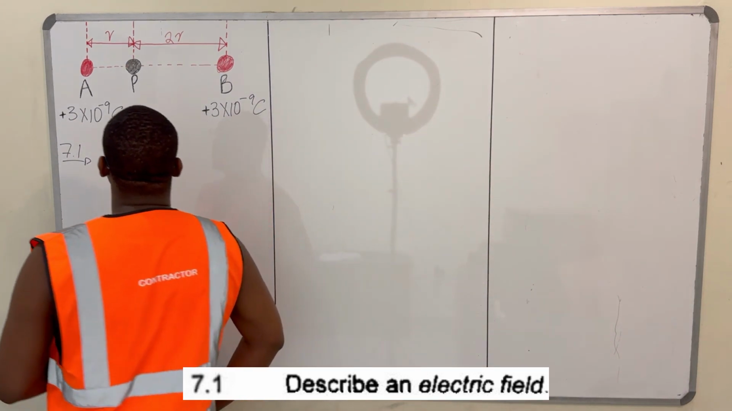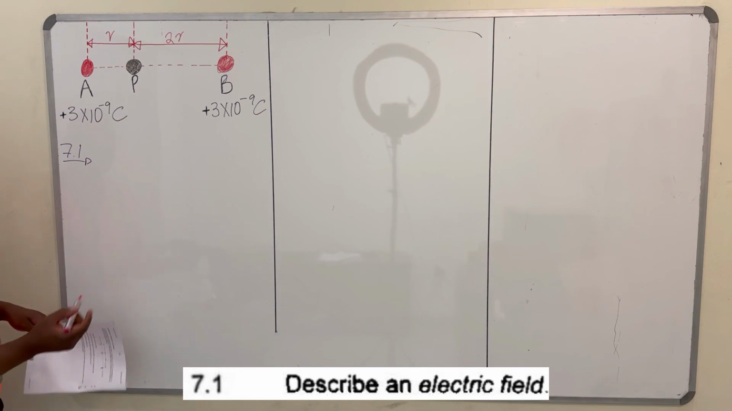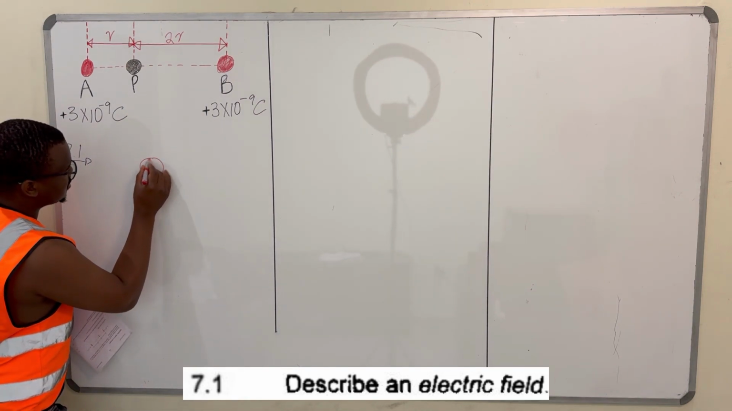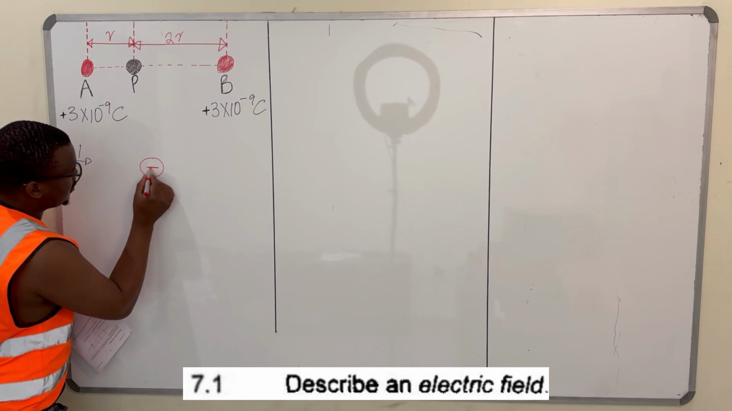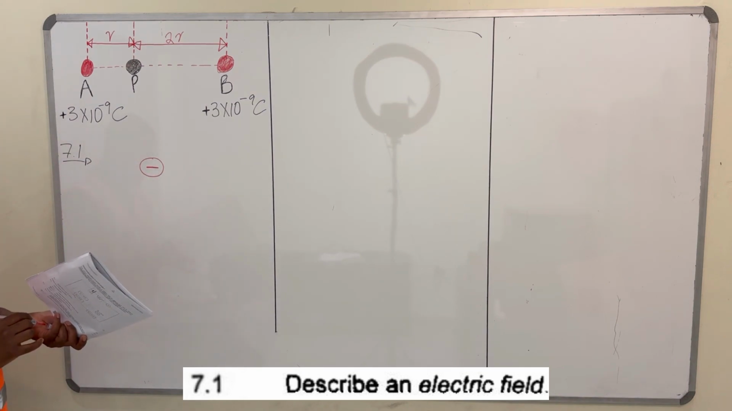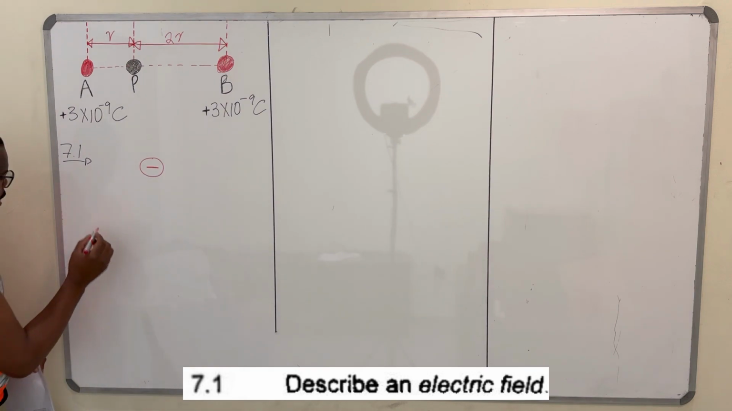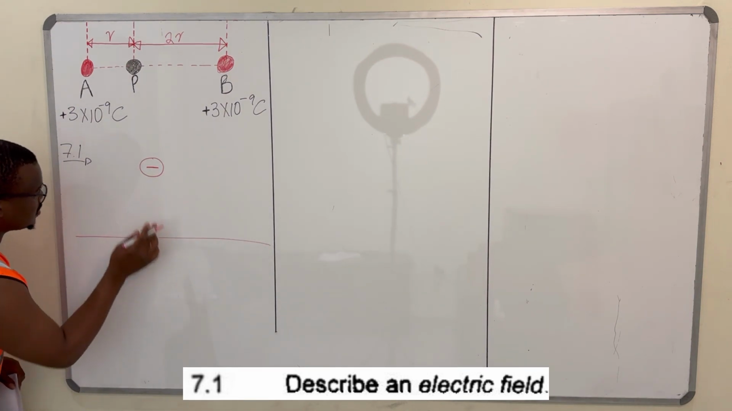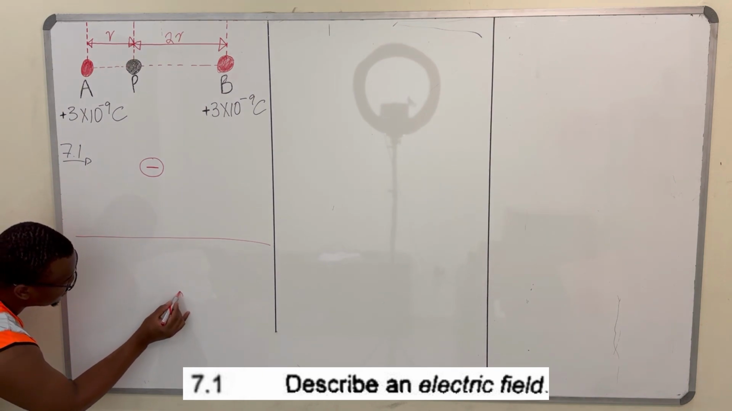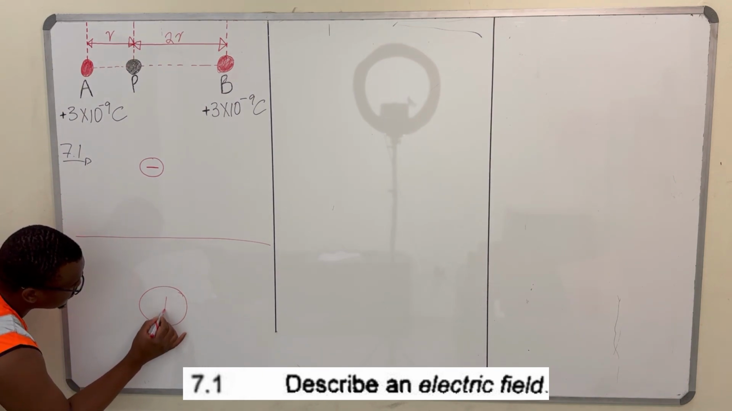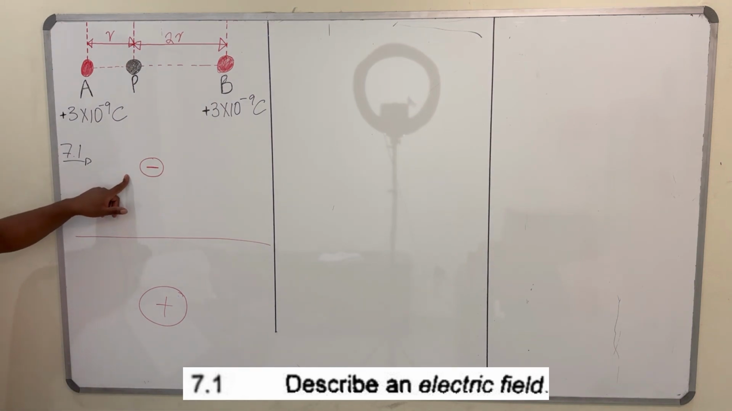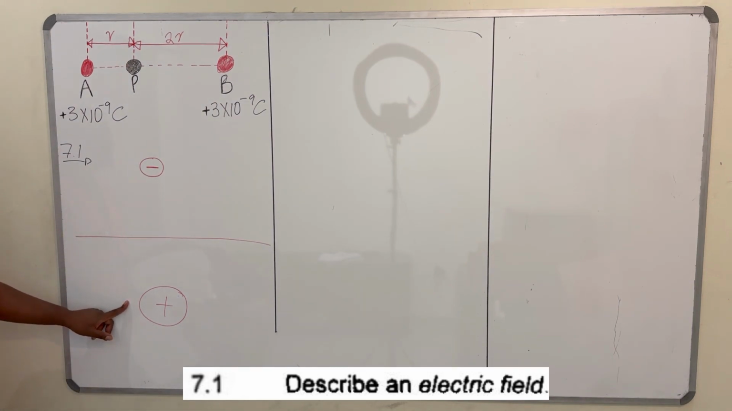So let's say we have a charge here. Here's this charge of yours. Let's say it is negatively charged, right? And let's divide these two. These are two different scenarios. Let's say you have another charge here. Let's say this charge is positively charged. Here you have two charges. One is negatively charged and the other is positively charged.